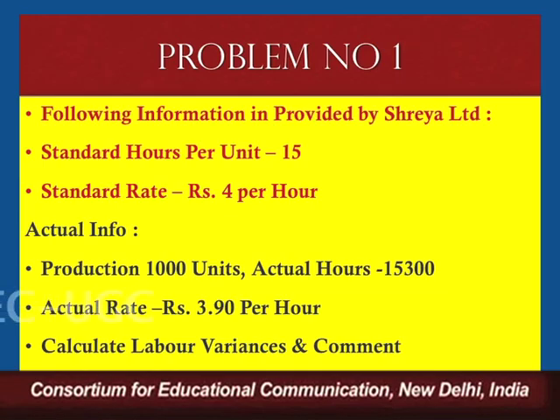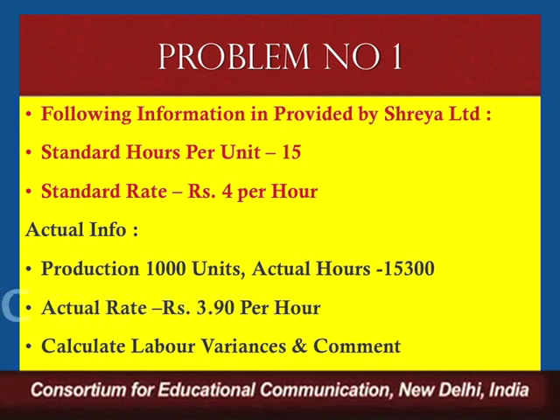So let's have a look at the problem. The following information is provided by a company called Shreya Limited. Standard hour per unit is 15. Standard rate is rupees 4 per hour. The actual information for actual production is given here. The production is 1000 units. The actual hours which you have deployed for producing these 1000 units is 15,300. Actual rate is 3.90 per hour, and you are supposed to calculate labor variance and comment.